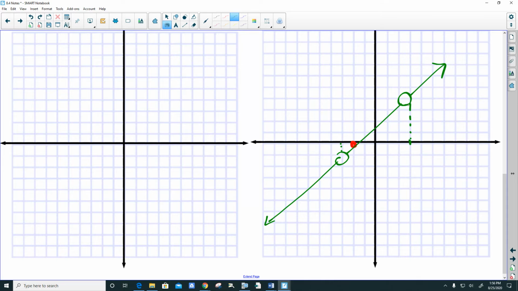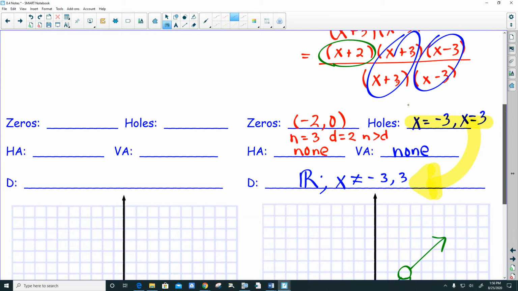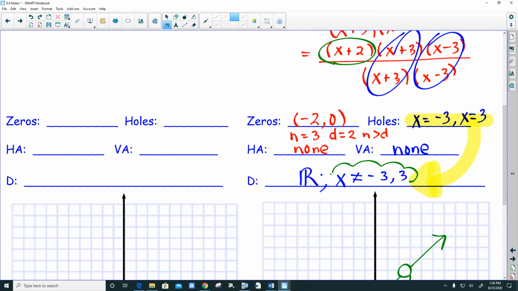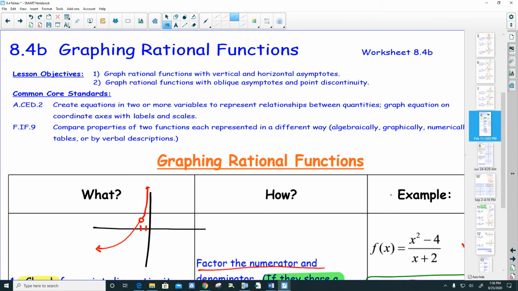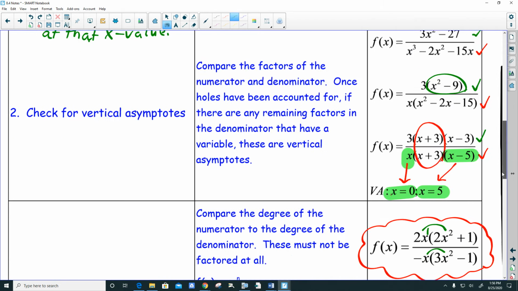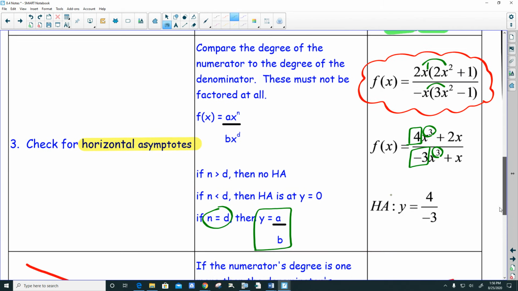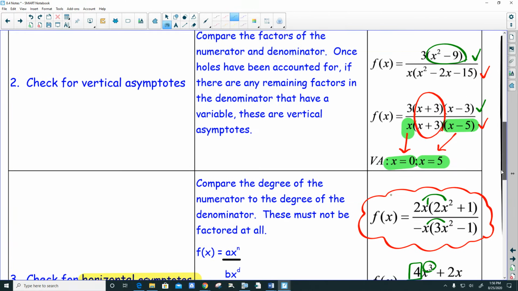So once again, one thing that I had left out at the beginning is that your domain restrictions need to be a combination of any of your vertical asymptotes and any of your holes. Those two things combined together.